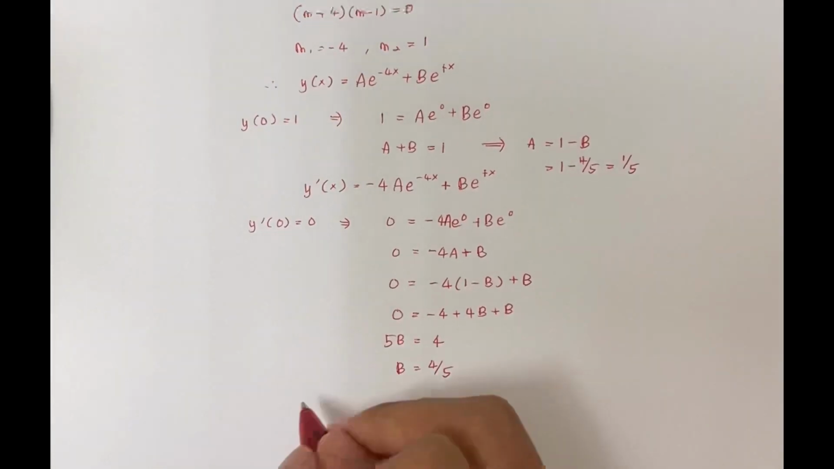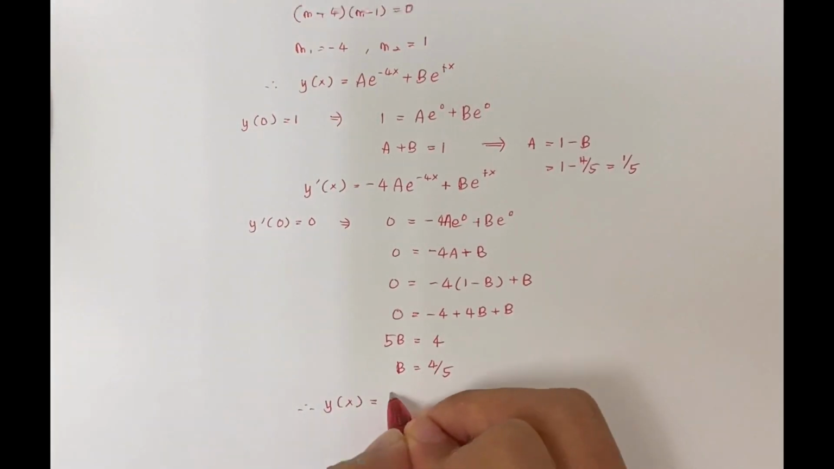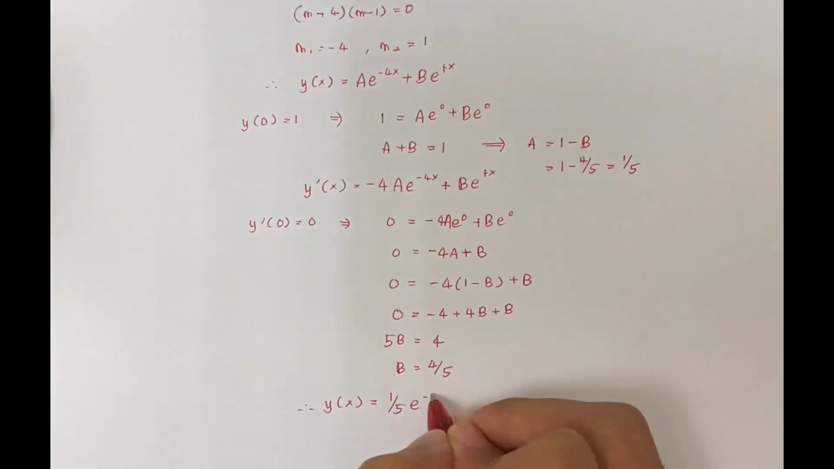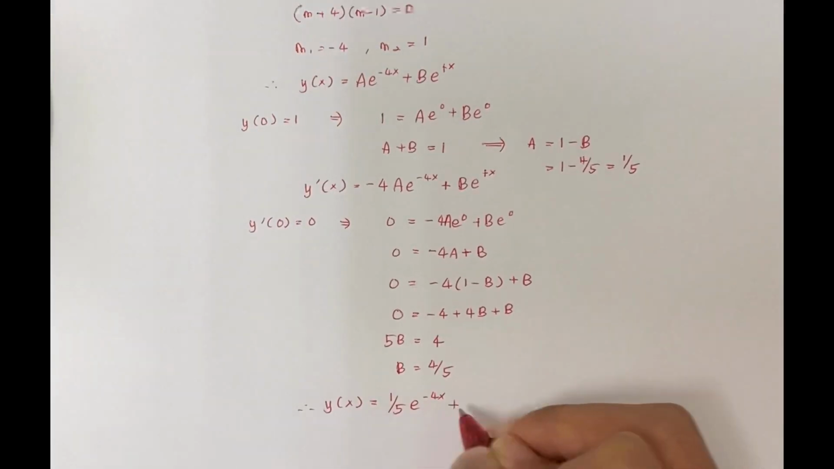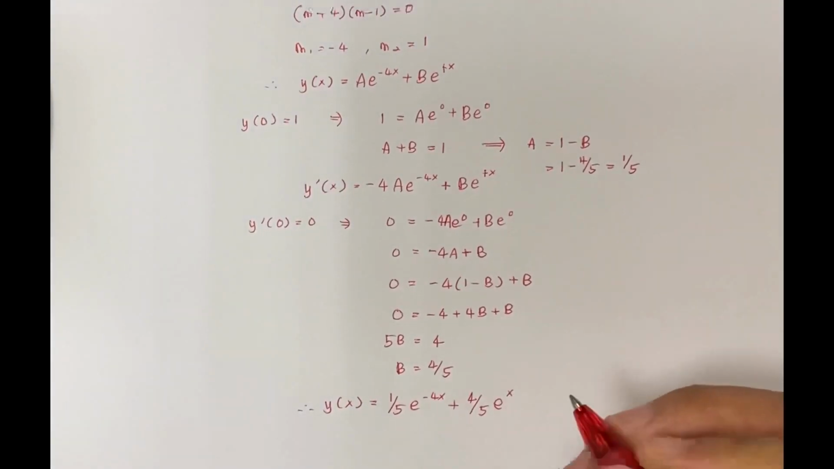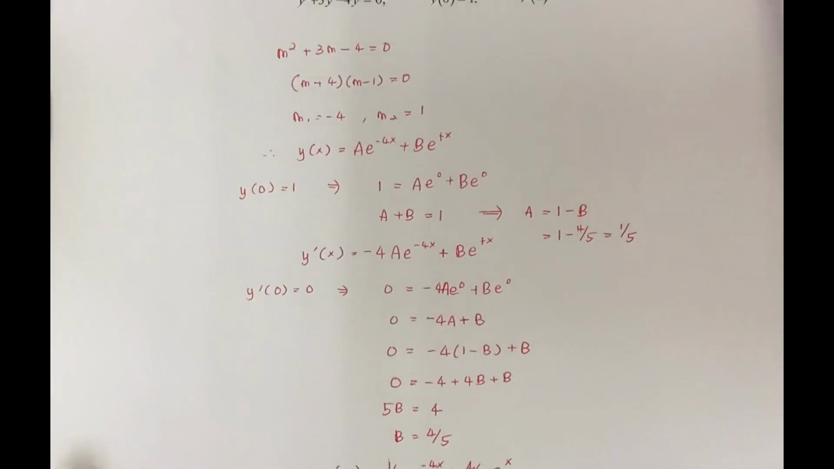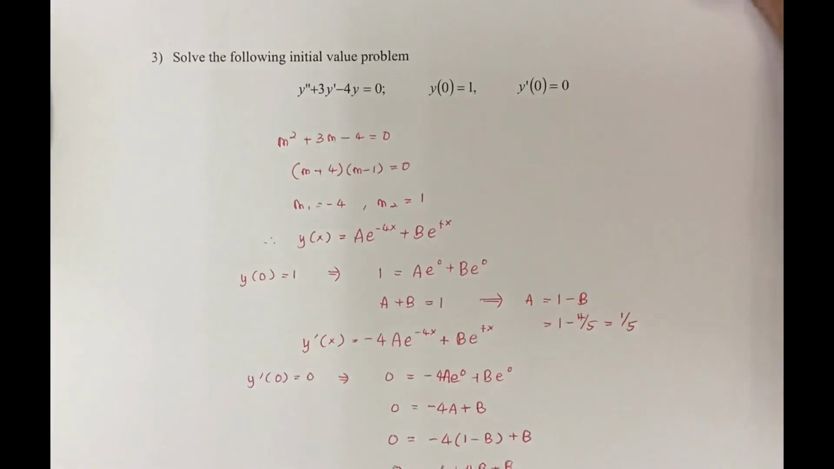Okay, so you can write your last answer. y(x) is equal to 1 over 5 e^(negative 4x) plus 4 over 5 e^x. Okay, that's how you solve second order homogeneous equations.